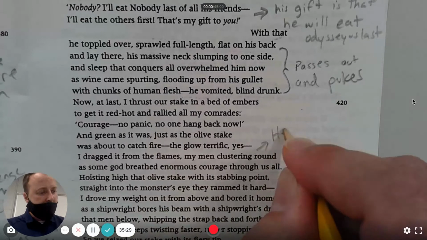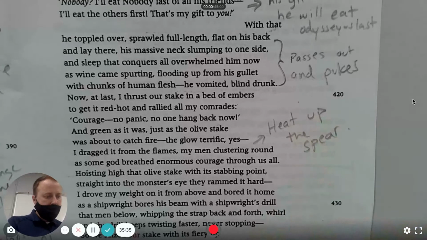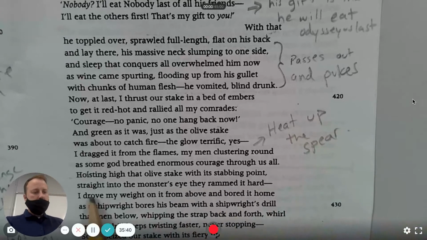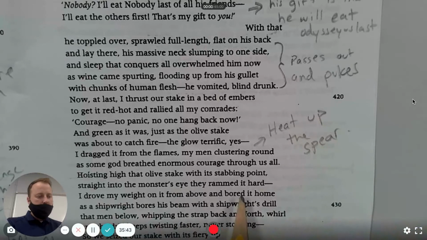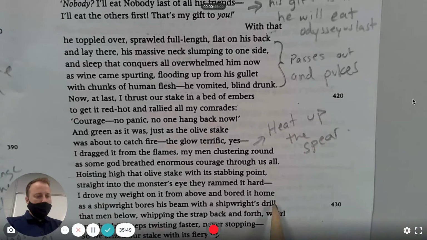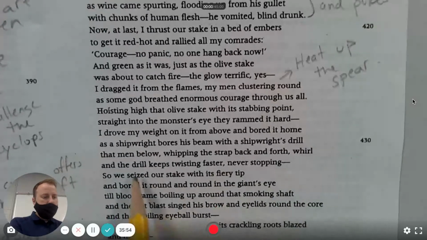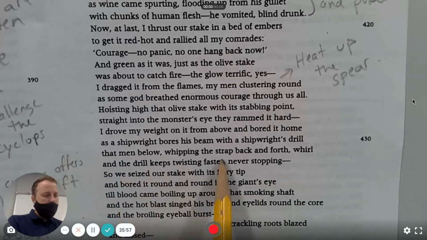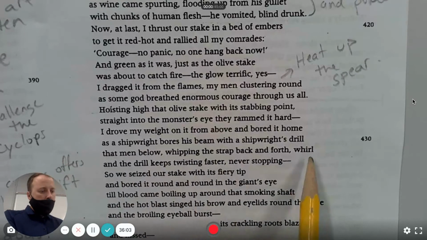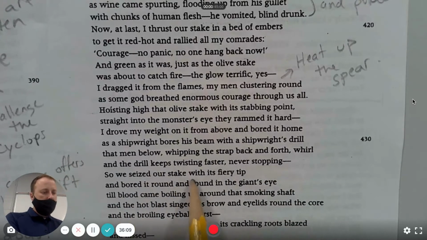So they heat up the spear. "Hoisting high that olive stake with all its stabbing point straight into the monster's eye, they rammed it hard. I drove my weight on it from above and bored it home as the shipwright bores his beam with the shipwright's drill, that men below whipping the strap back and forth, whirl and drill, keep twisting faster, never stopping. So we seized our stake with its fiery tip."